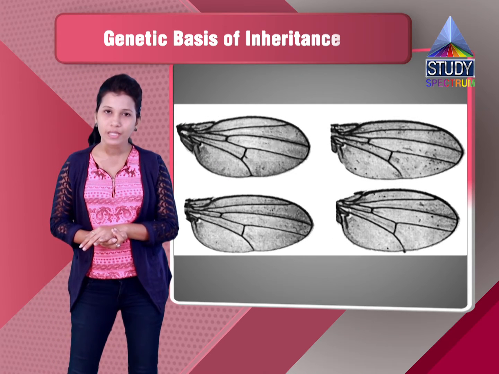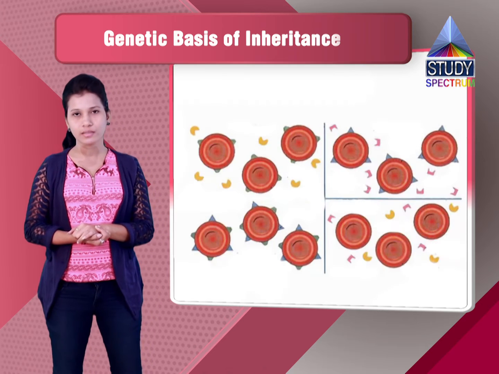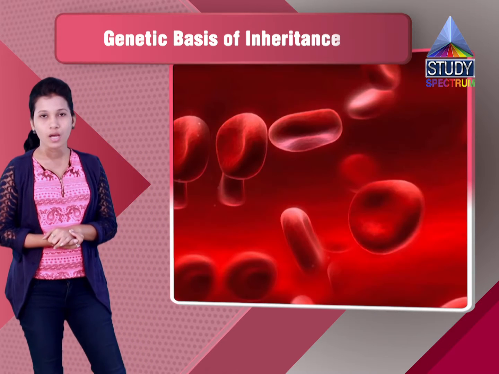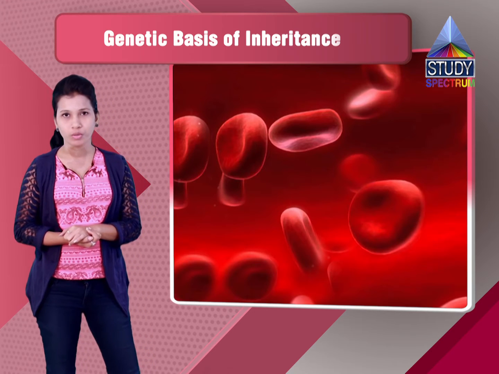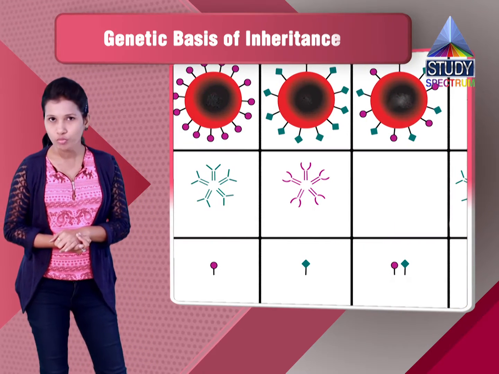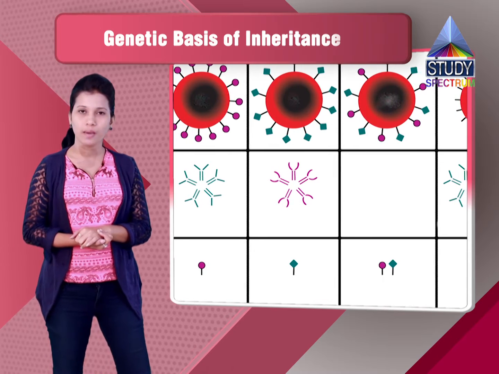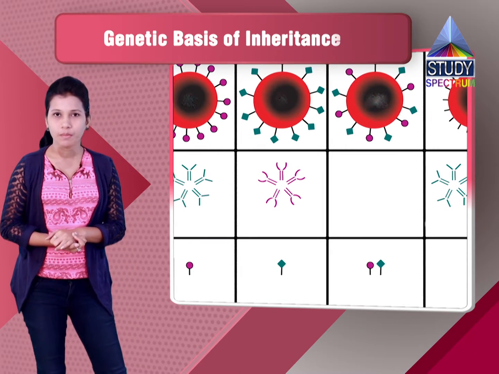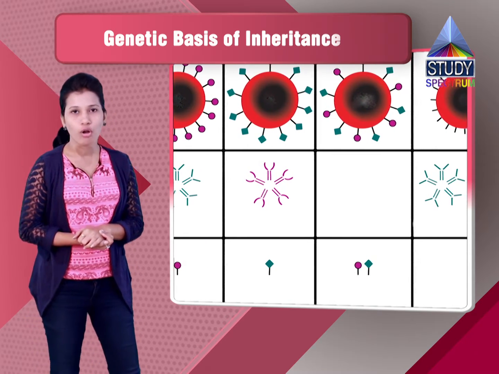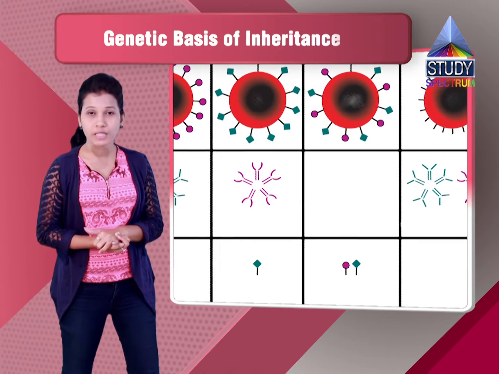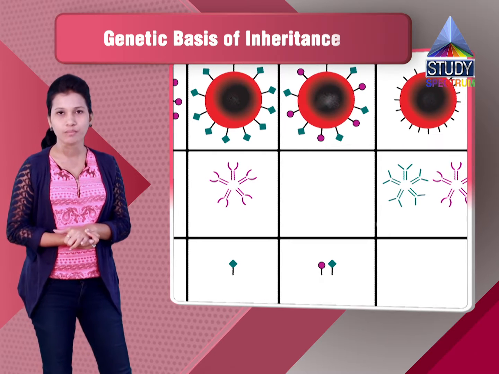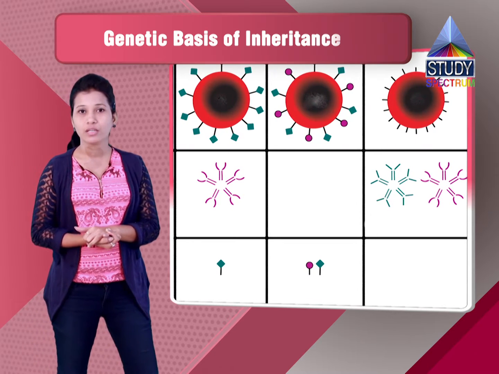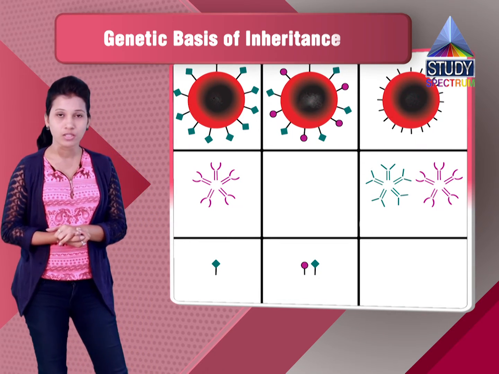Then another example that you can take in the multiple alleles is the blood group. The gene I is controlling the blood group in case of human beings. The different types of blood groups that we can see in humans are A, B, AB and O. These all four types of blood groups are controlled by the same single gene, that will be the I gene. So we will see the phenotypes and the genotypes.